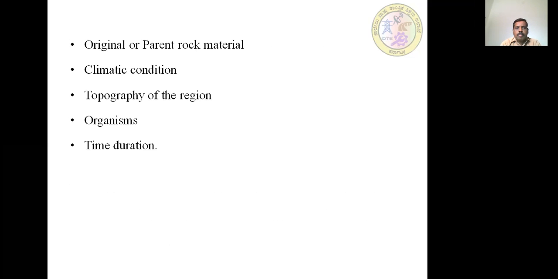Next one is climatic condition. Climatic conditions such as precipitation, temperature fluctuation, evapotranspiration, wind and humidity are factors which influence the formation of soil. It is also one of the important parameters in the formation of the soil. Tropical and subtropical climate favor a rapid rate of soil formation.